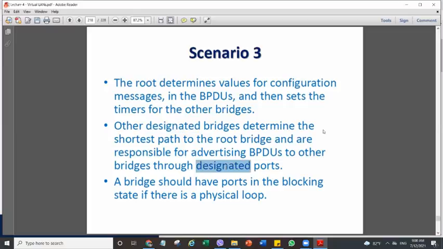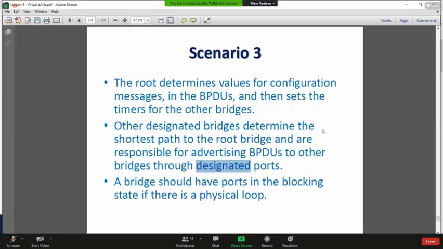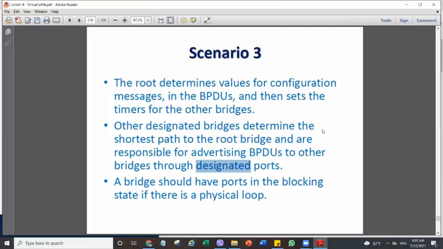So we identify the different designated ports, just to find the optimal way to reach the root. Then thirdly, the bridge should have a port in the blocking state if there is a physical loop. That's how we are going to avoid the loop. We introduce the blocked state for the different route. Then logically or administratively, they are down, not allowing messages to pass.